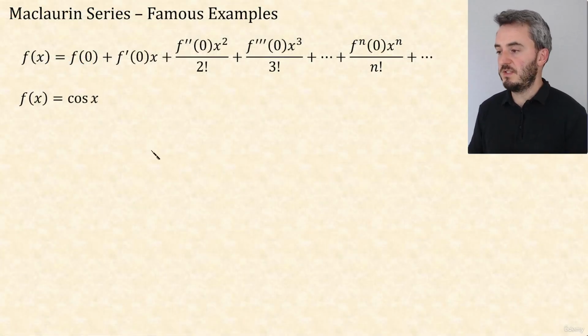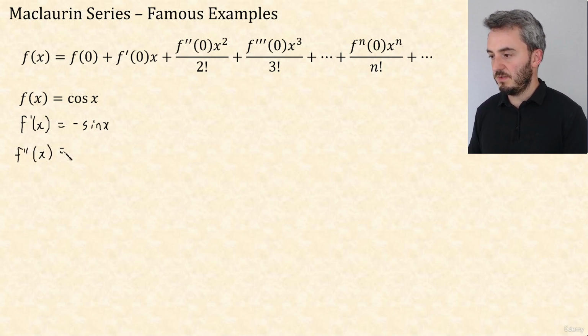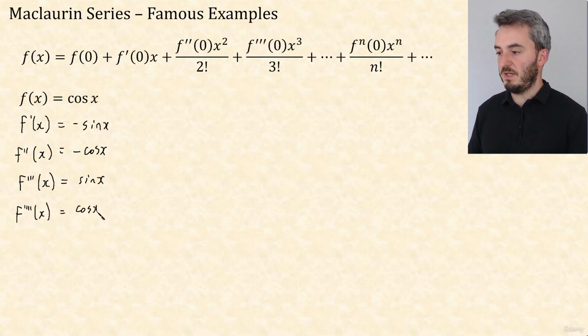Let's do cos x now. This is going to be very similar. So f dashed of x is minus sine x. Then the second derivative is minus cos x. The third derivative is sine x. And then the fourth derivative, we're back to cos x. So this is another periodic one where it cycles. So cos, minus sine, minus cos, sine, and repeat.